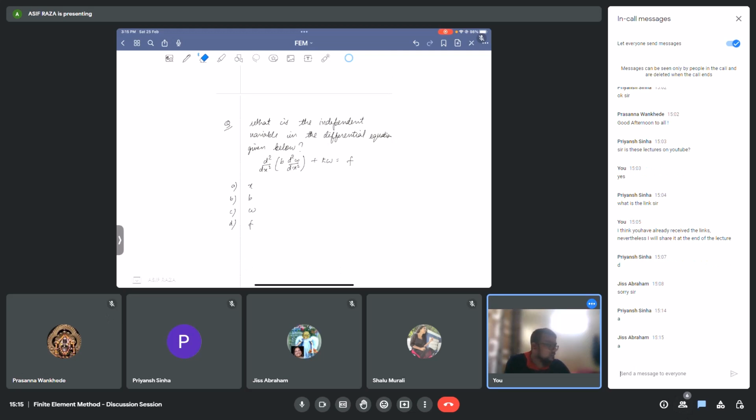No one else? Abraham has said option A. Okay, I'll move on. Yeah, so the correct answer is option A. You can see all the terms are differentiated with respect to x. So x is my independent variable.